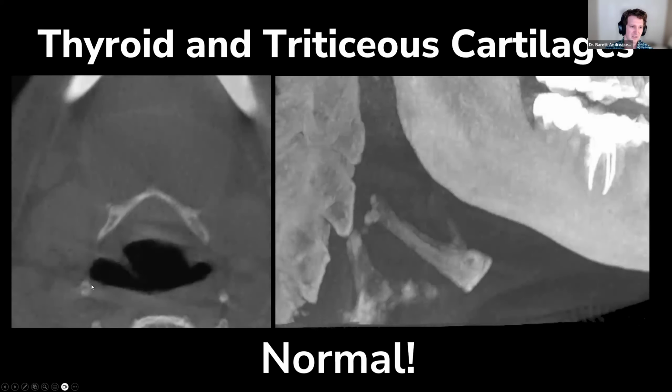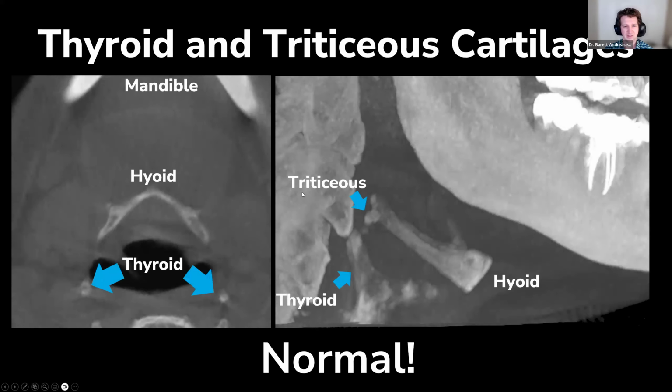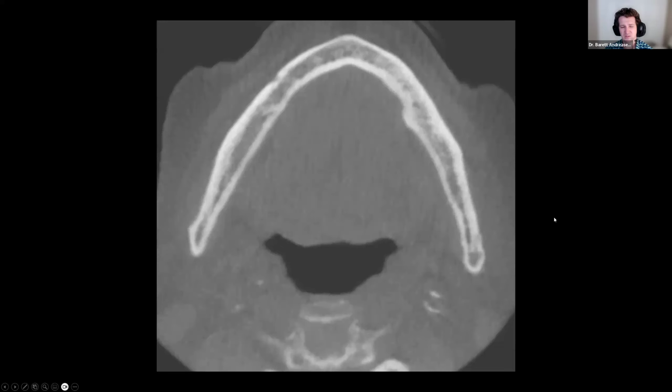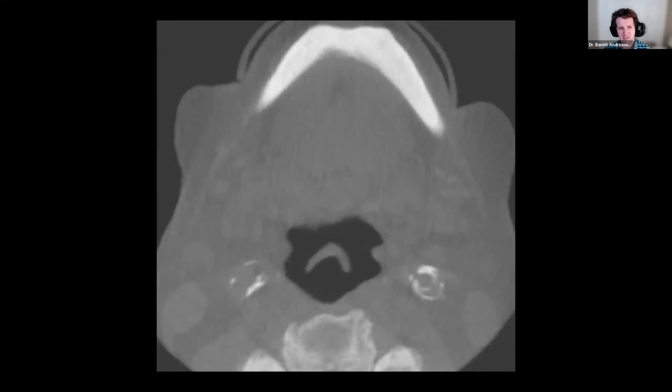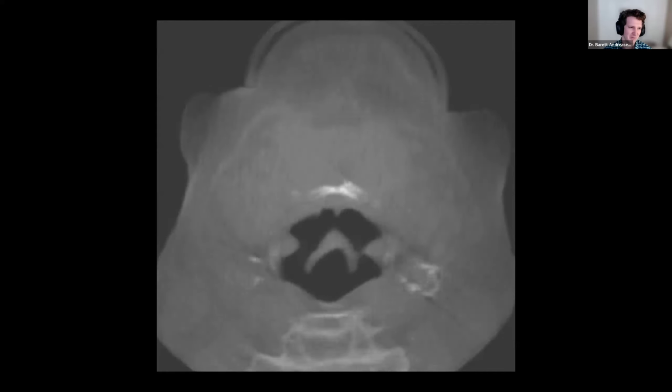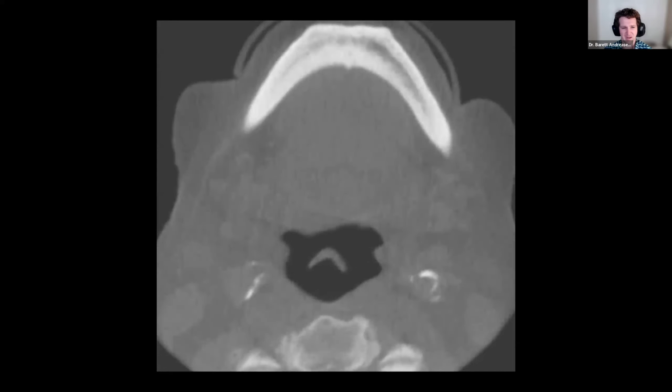So this is typically what you'll see. You'll see a little bit of the hyoid bone, and then you'll see just these little portions of the thyroid popping up right there. And you can also see a little bit of the triticeous cartilage. There are these very circular, very well-defined radiopacities in this same region of the thyroid. So why do we bother pointing these out if they're totally normal? Like I said, there are some entities that are going to appear in this region, and we have to be very careful because they're very important to identify.